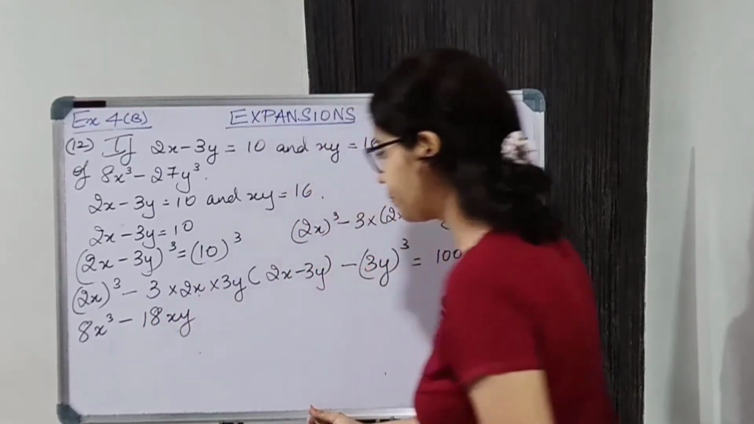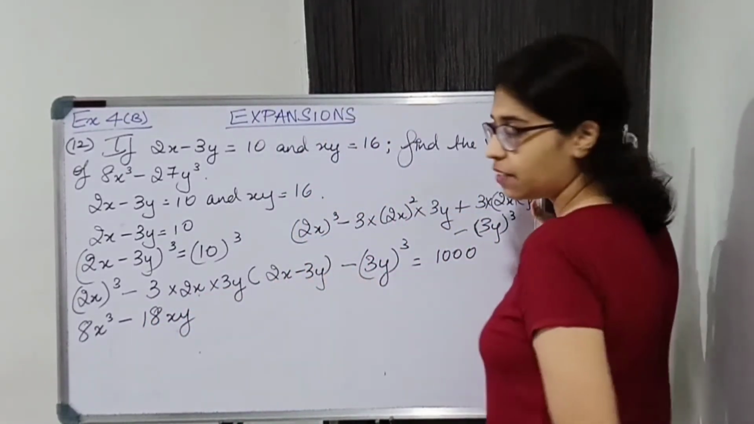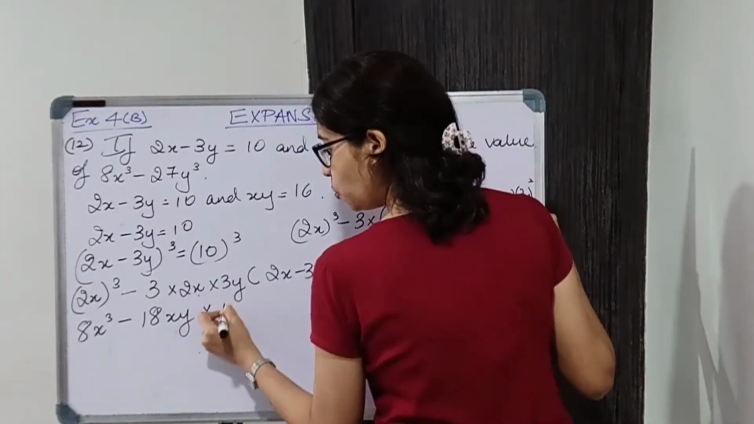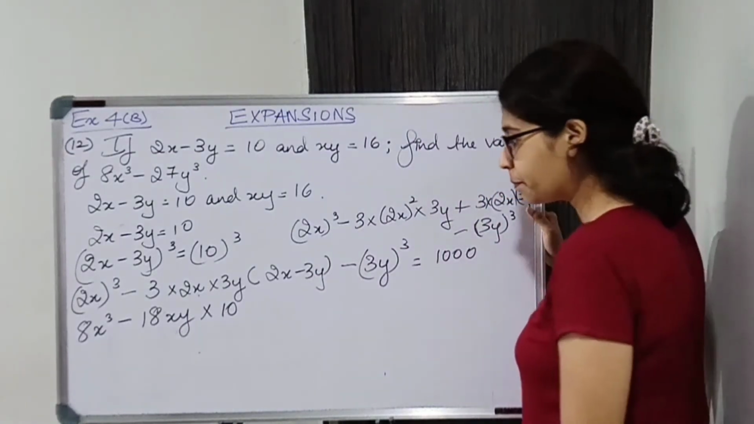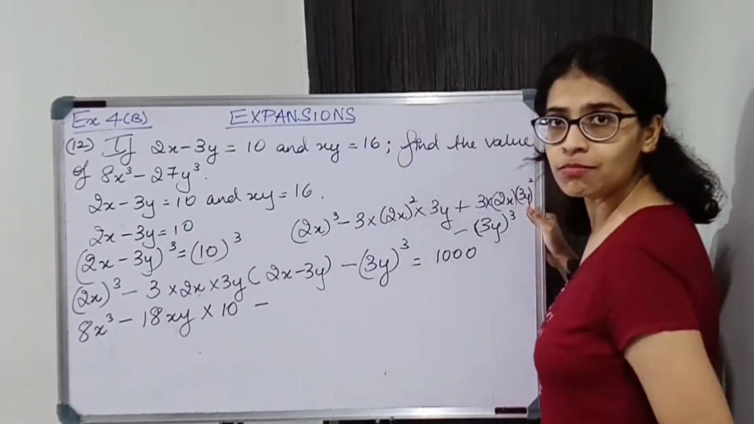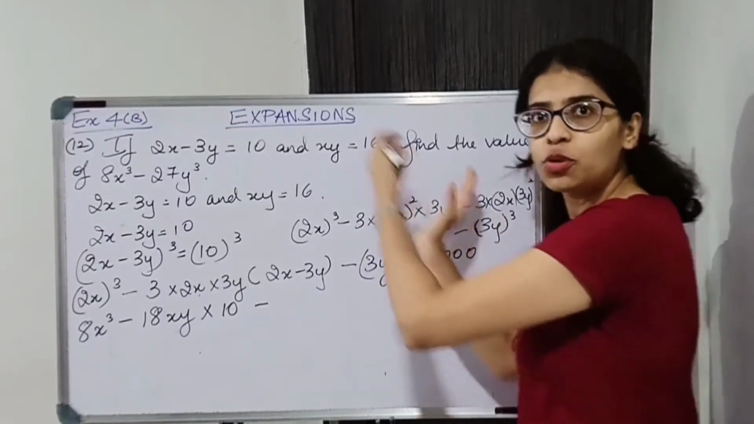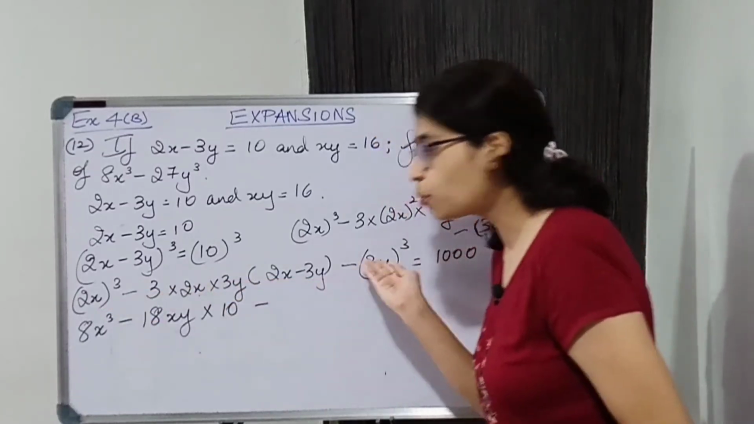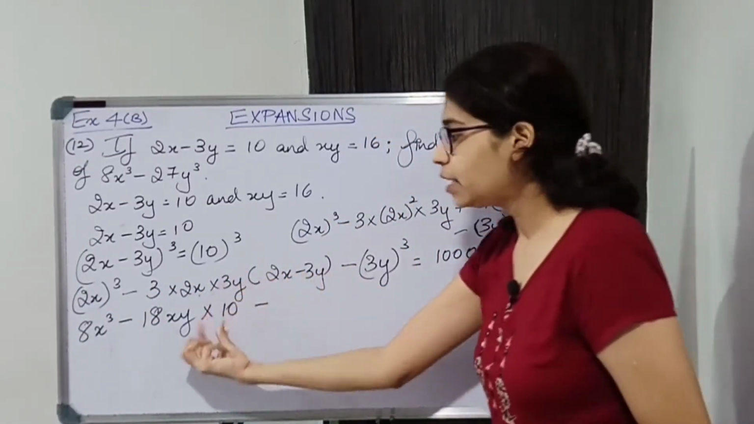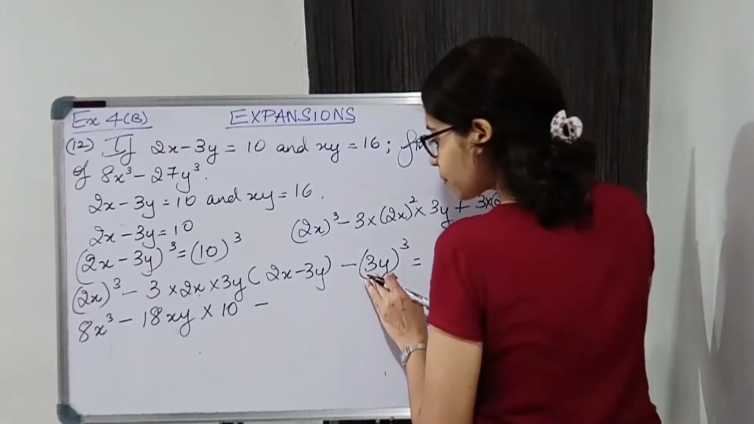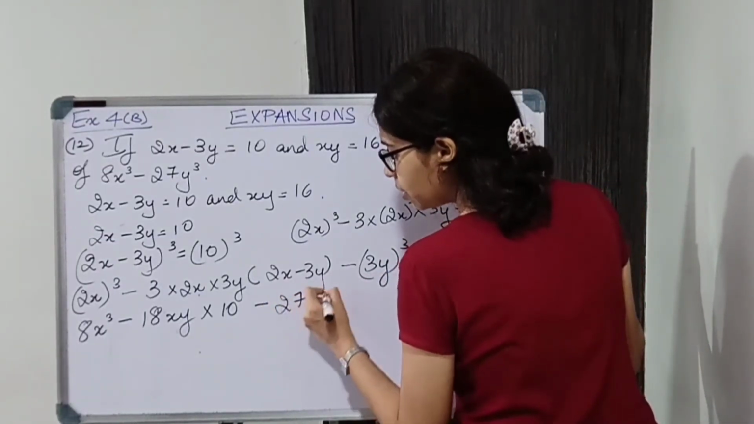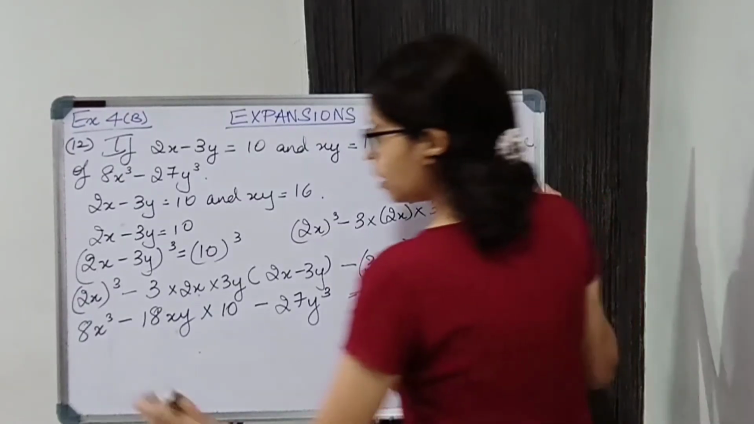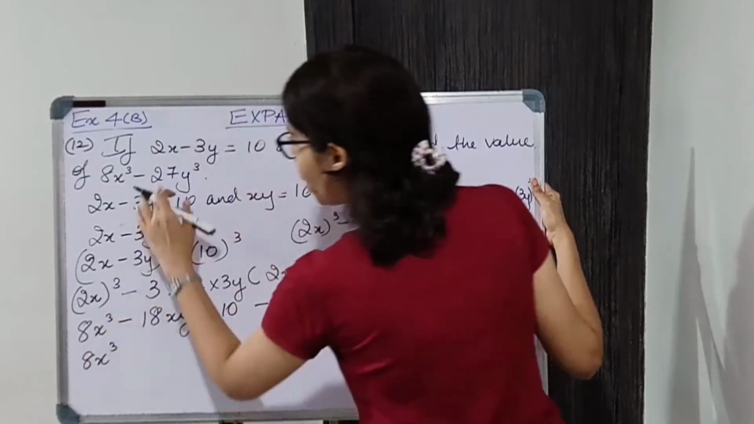xy, this is 2x minus 3y. Now students, 2x minus 3y is 10. So into 10. This is the reason we took common. Even if you are using this method, you have to take common and substitute the value. So use this formula instead. It will be easier for you. Direct substitution हो जाएगा. 3 का cube 27, y का cube y cube is equal to 1000. Now 8x cube minus 27y cube.